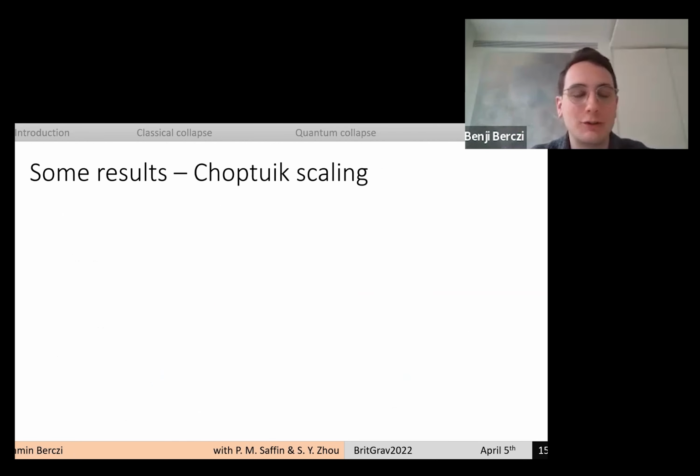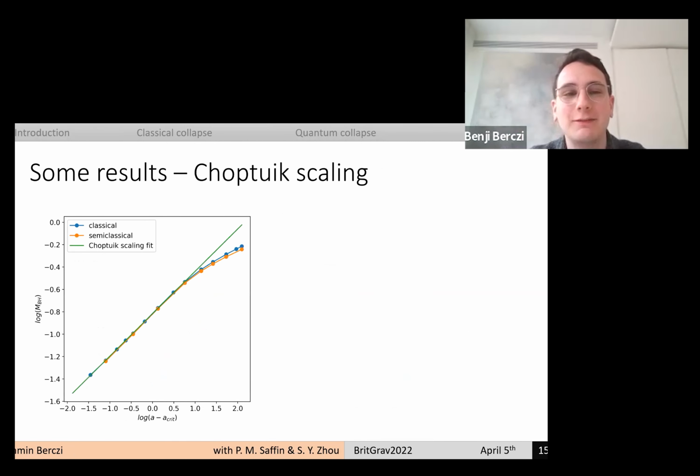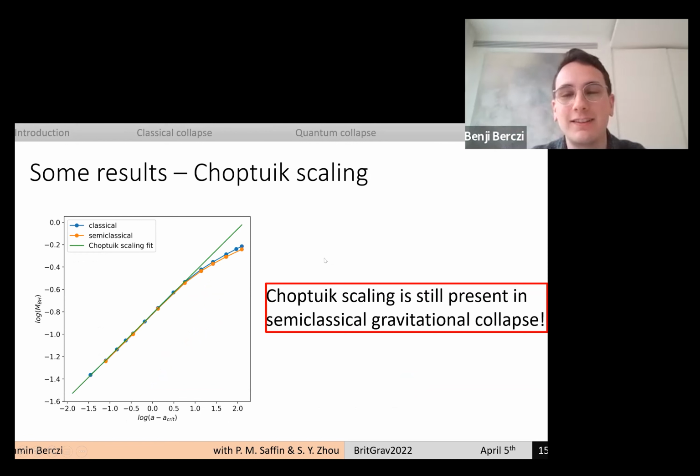And we also looked at Choptuik scaling, and we found that it does still obey. So even in semi-classical simulations, we see this scaling behavior, which is very interesting. And it fits just the same scaling law with the same exact scaling constant, which is 0.37.